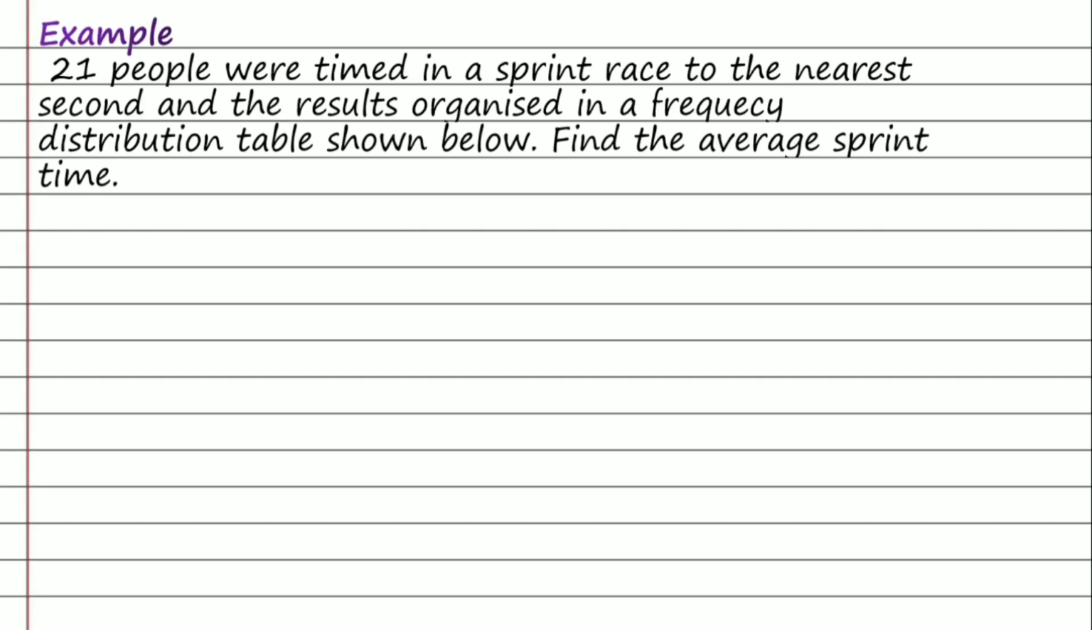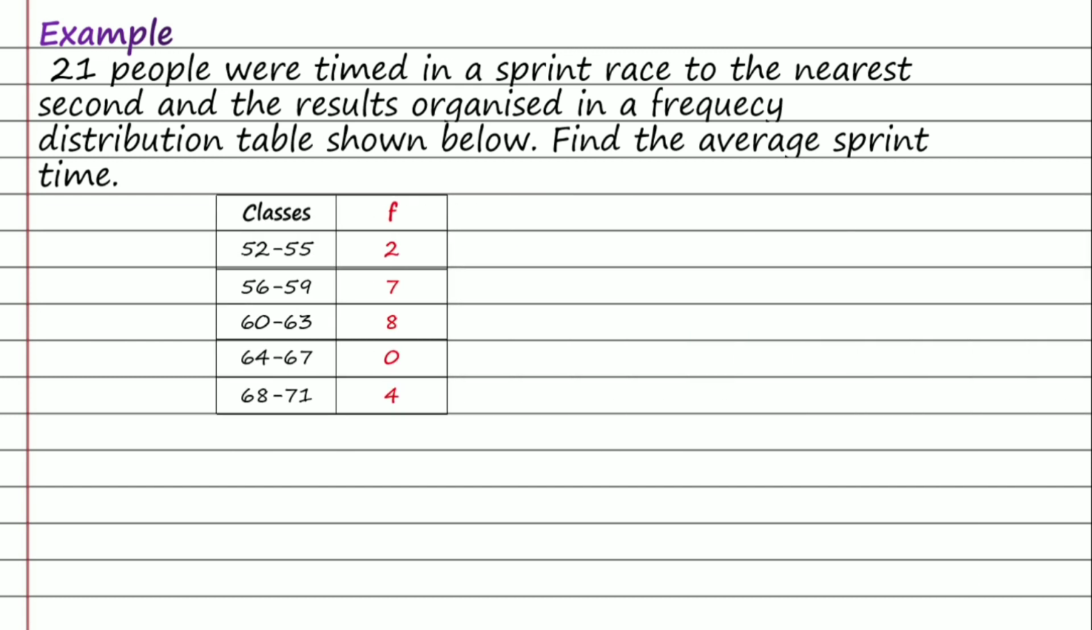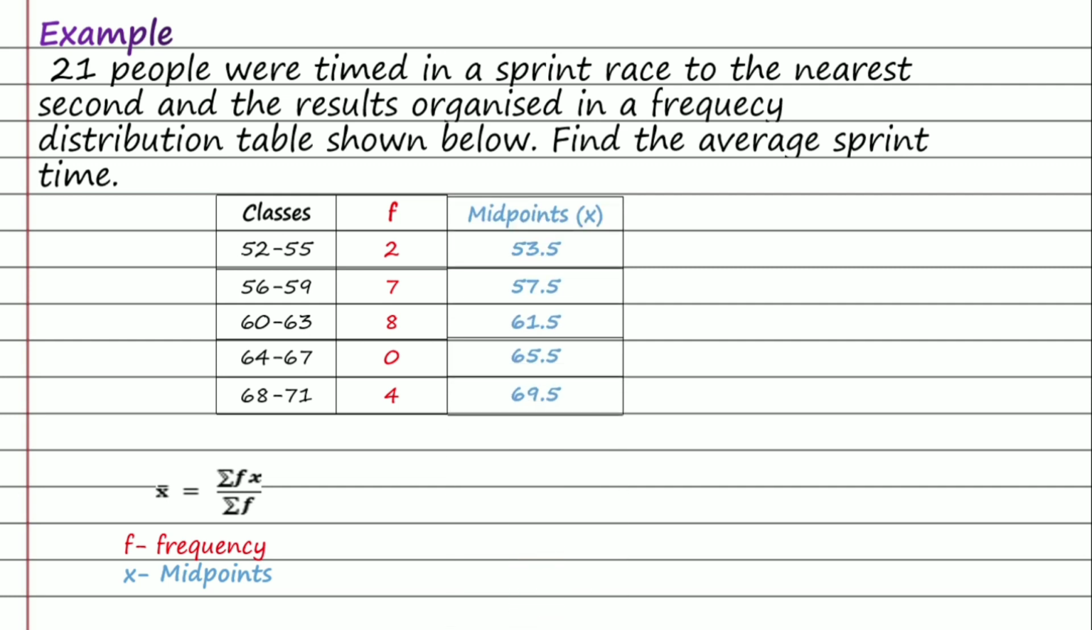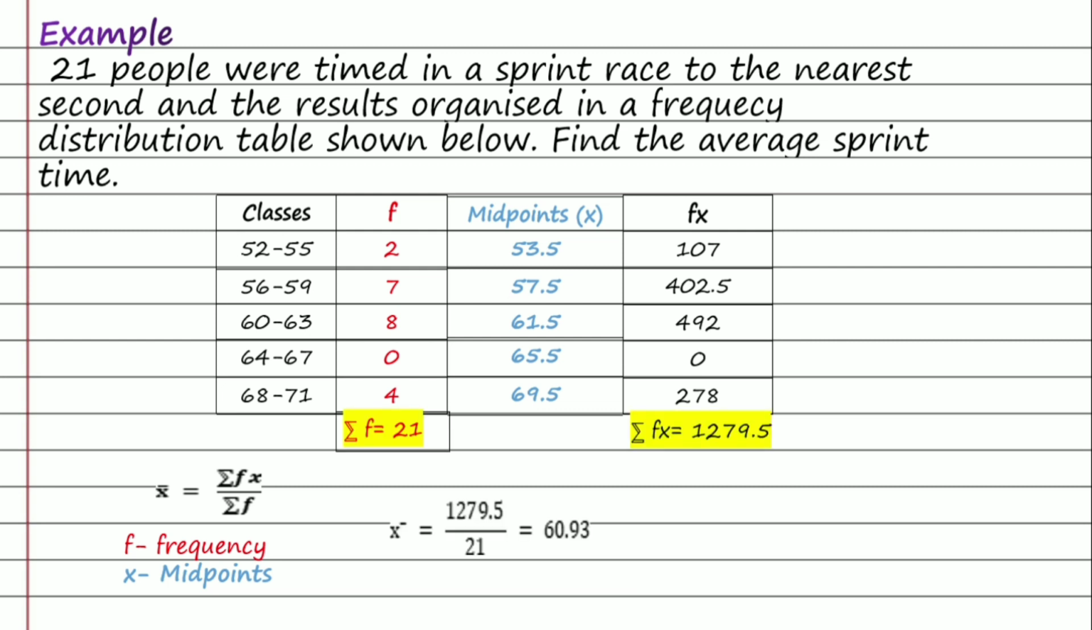Imagine we timed 21 people in a sprint race to the nearest second and organized the result in a frequency table. Our goal is to find the average sprint time. The formula includes midpoints, so we need a new column for this in our table. Similarly, since the formula involves frequency multiplied by midpoints, we'll add another column for that calculation as well. Once we have these values, we can easily substitute them into the formula to find the mean.